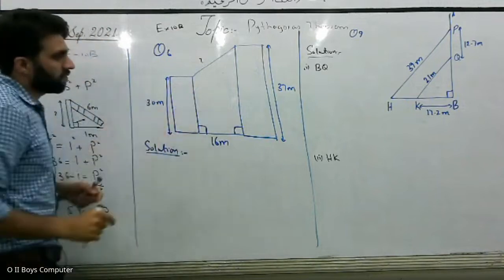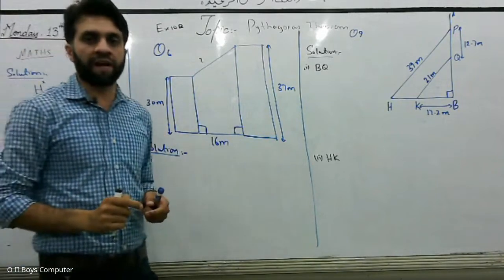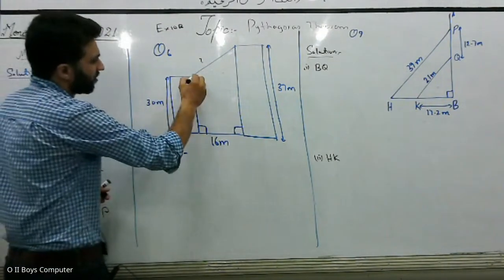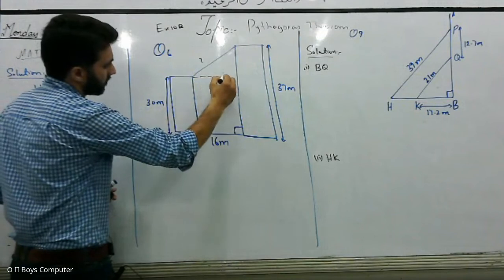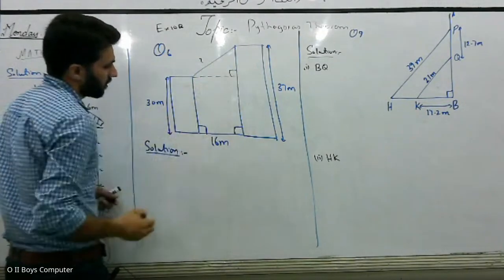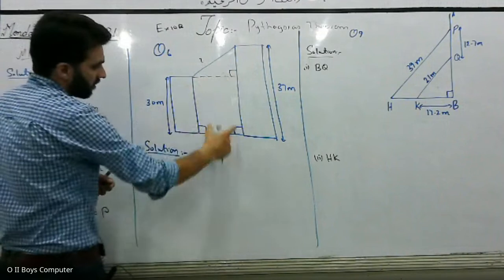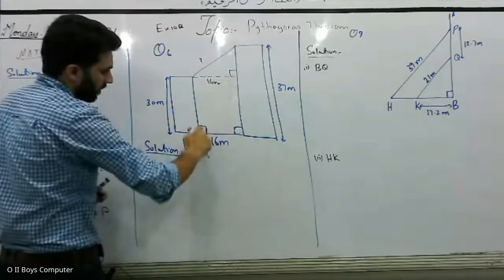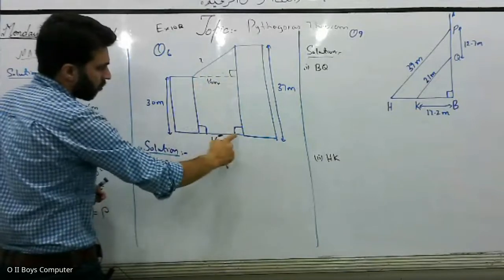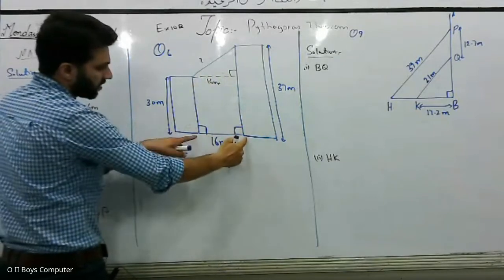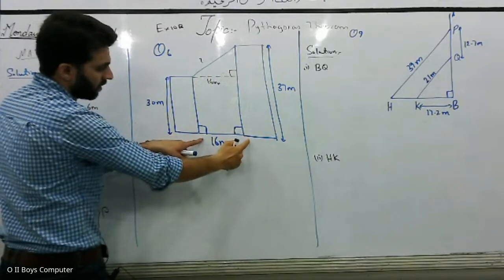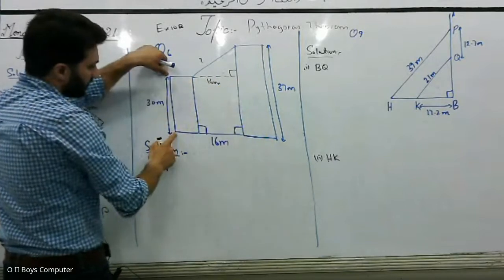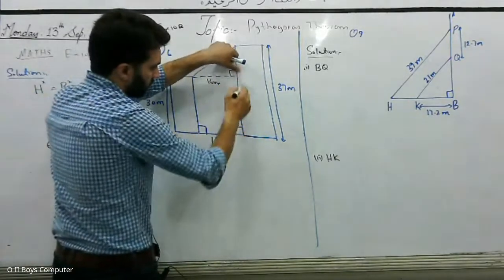In this whole question, ultimately we have to draw a right angle triangle. If we draw an imaginary line here, this line is 16 meters because this is a rectangle, and a rectangle has opposite sides the same. So if this is 16, the distance between the two buildings, this should also be 16, right? And if this is 30 meters, this should also be 30 meters.